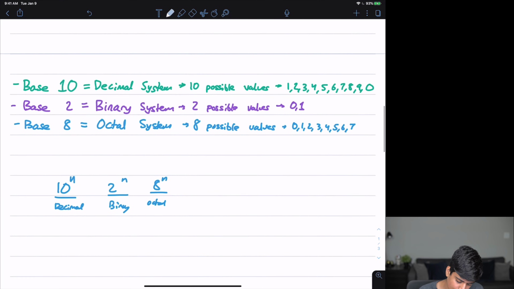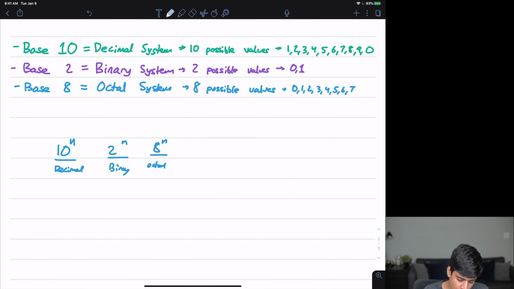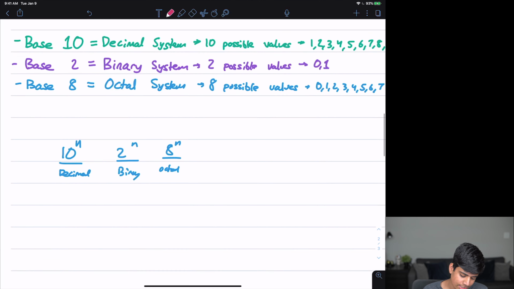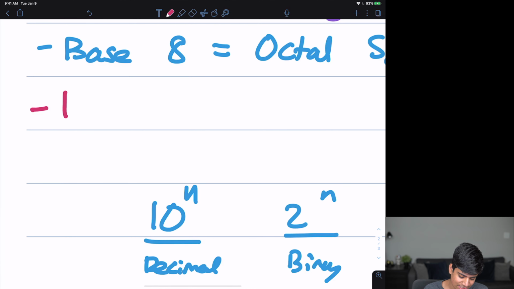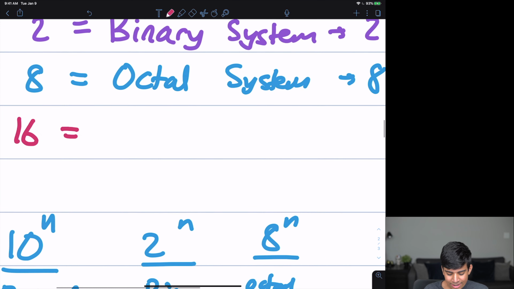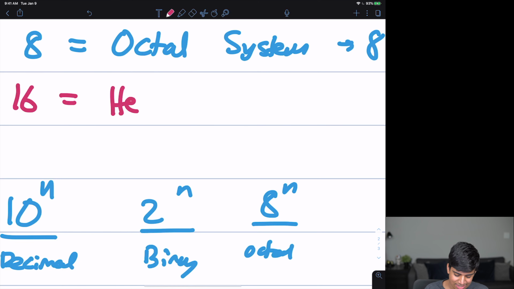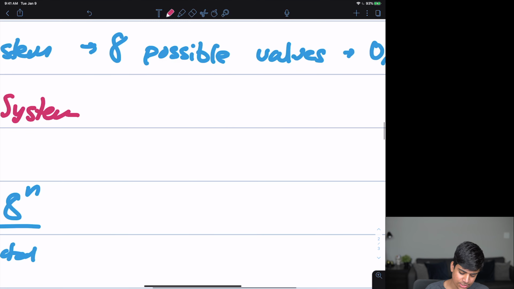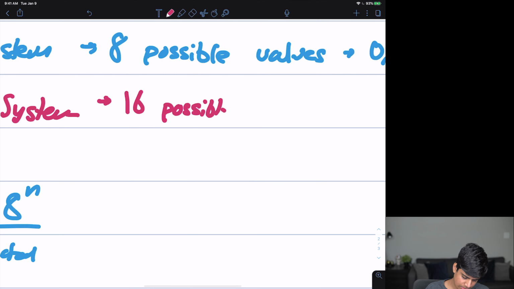And now the last thing I'm going to mention, and the last base, which is slightly more complicated because it involves something even a little bit more foreign. This is going to be base 16. Base 16 is known as the hexadecimal system. And the hexadecimal system has 16 possible values. So what are the possible values?